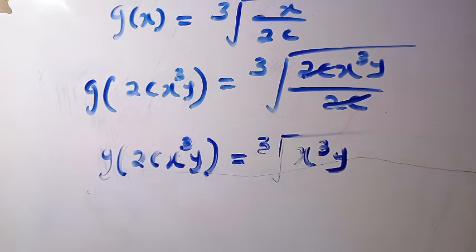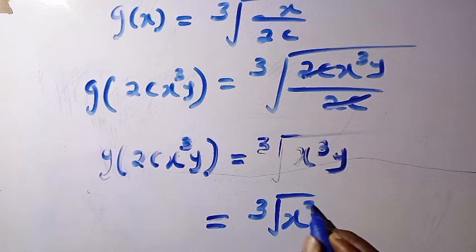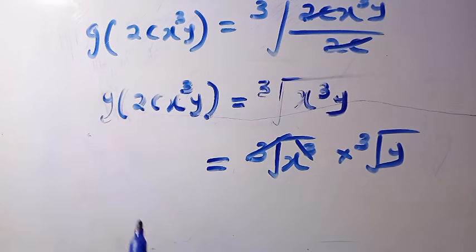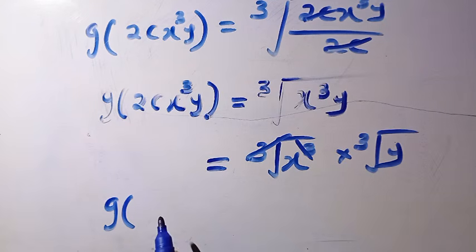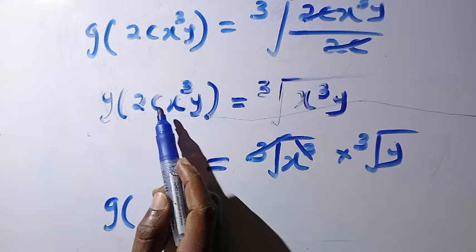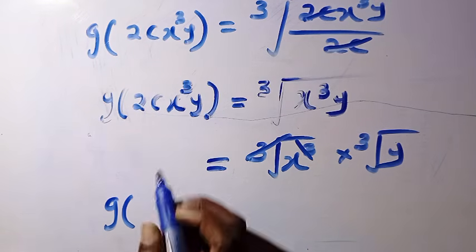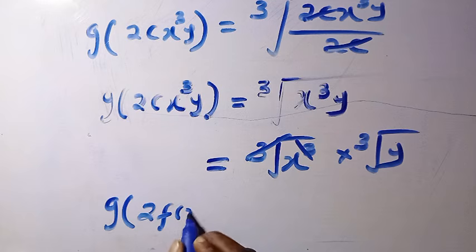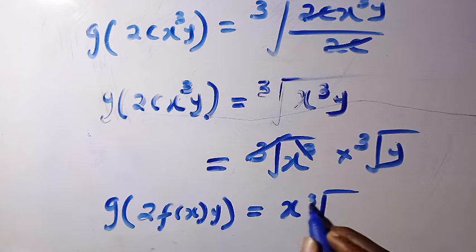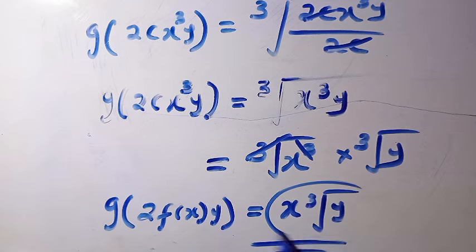And again, let's break this down. We can break this as the cube root of x cubed multiplied by the cube root of y. The cube and cube root cancel, and don't forget that we already let c x raised to power 3 be f of x. We can take it back, and we have g of 2f(xy) equals x, then multiplied by the cube root of y. So this is the answer to this problem.